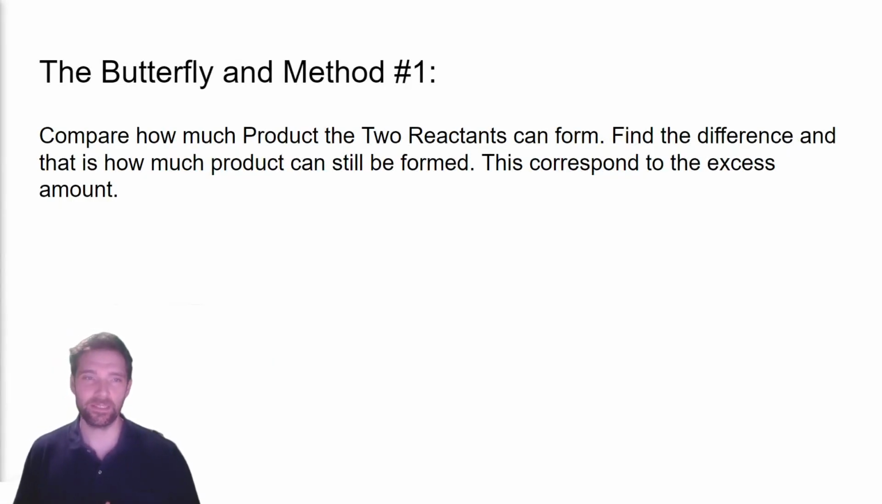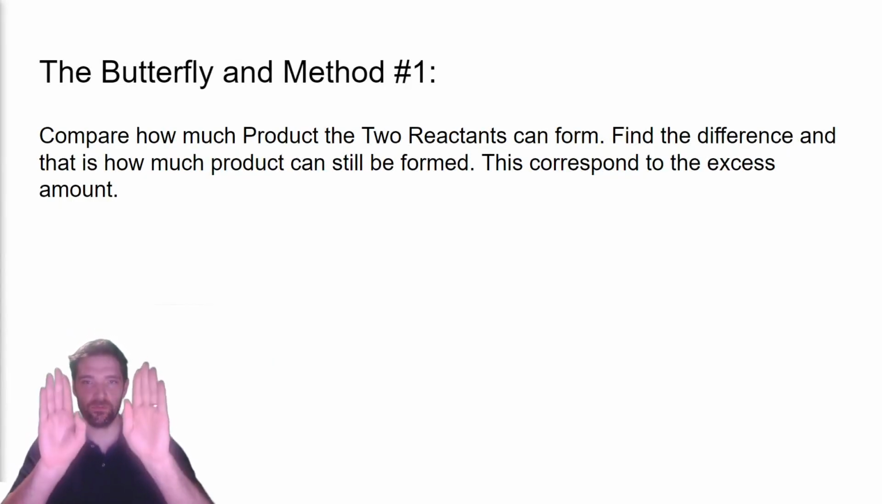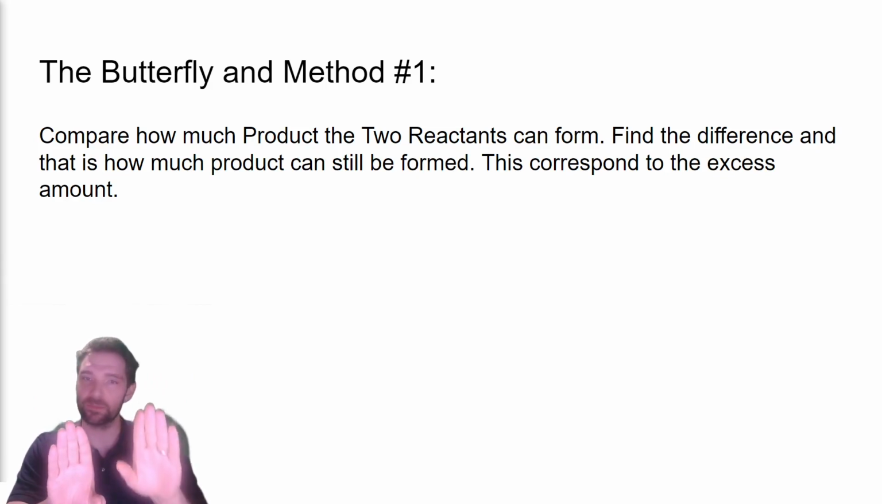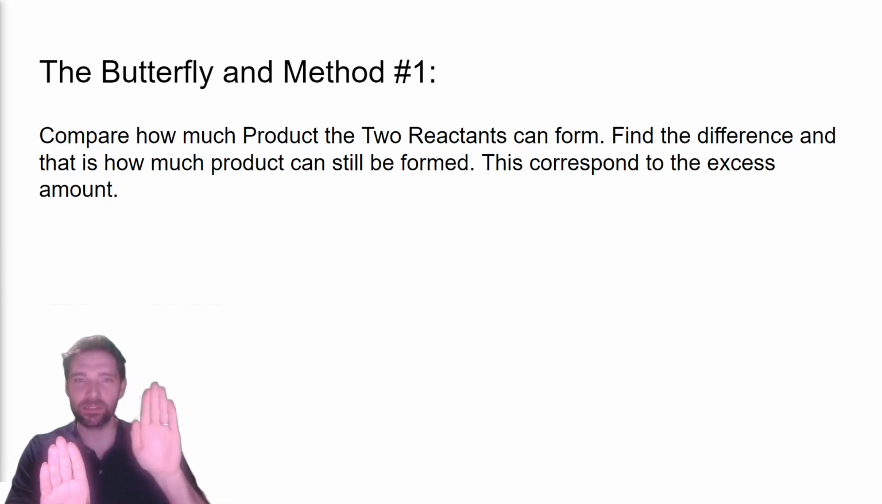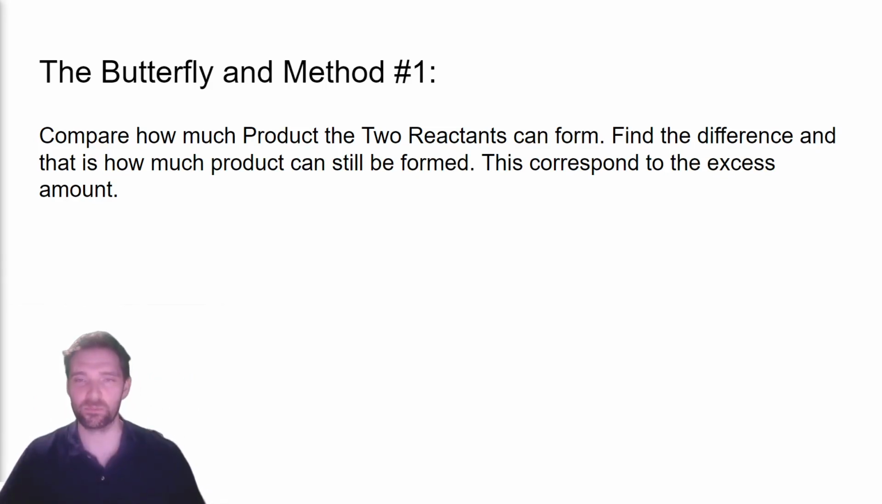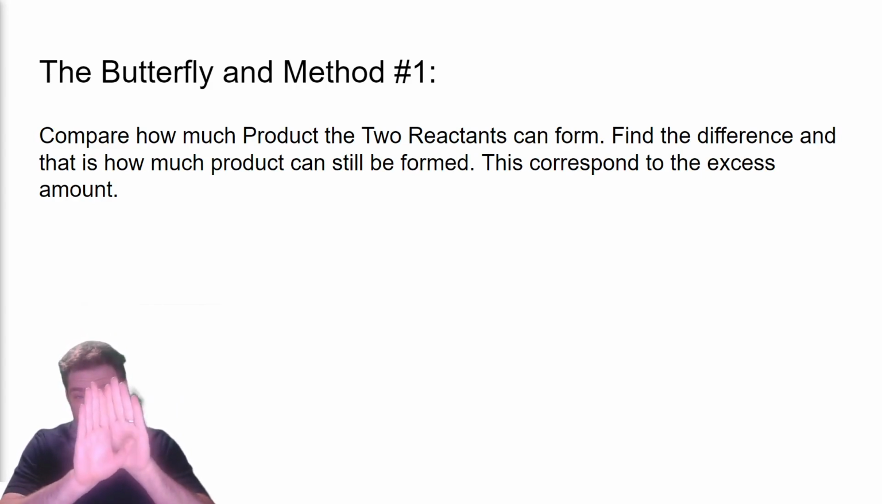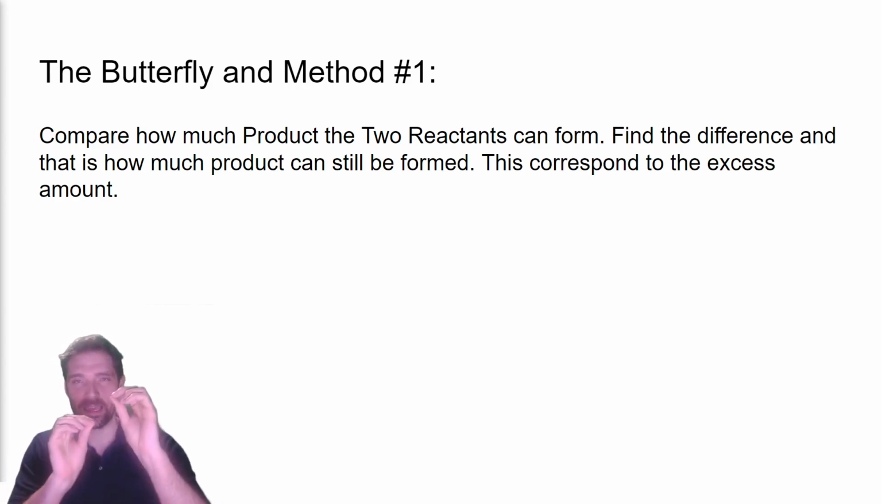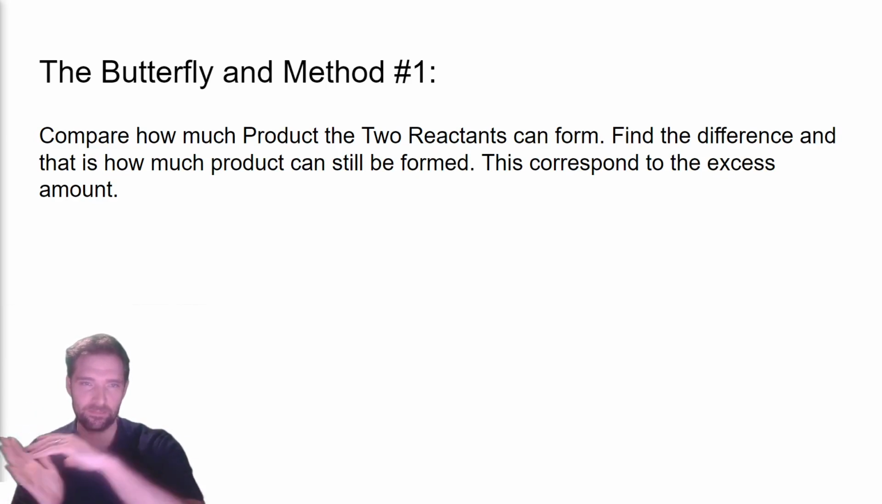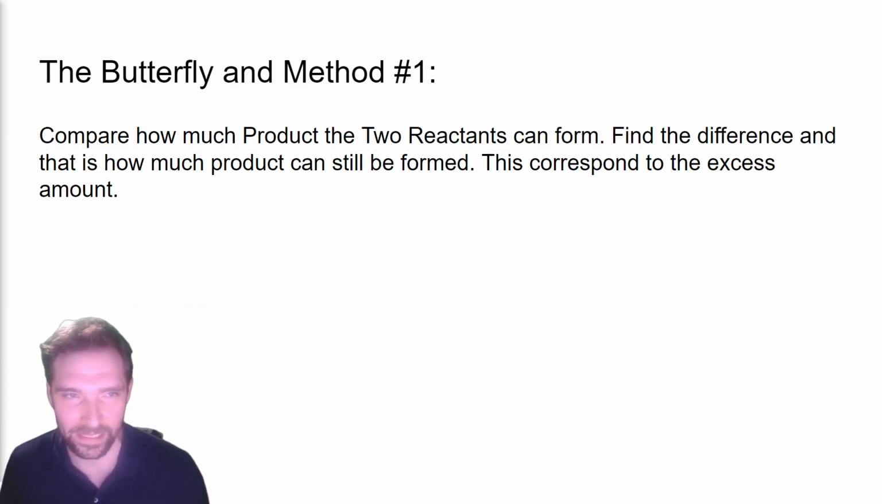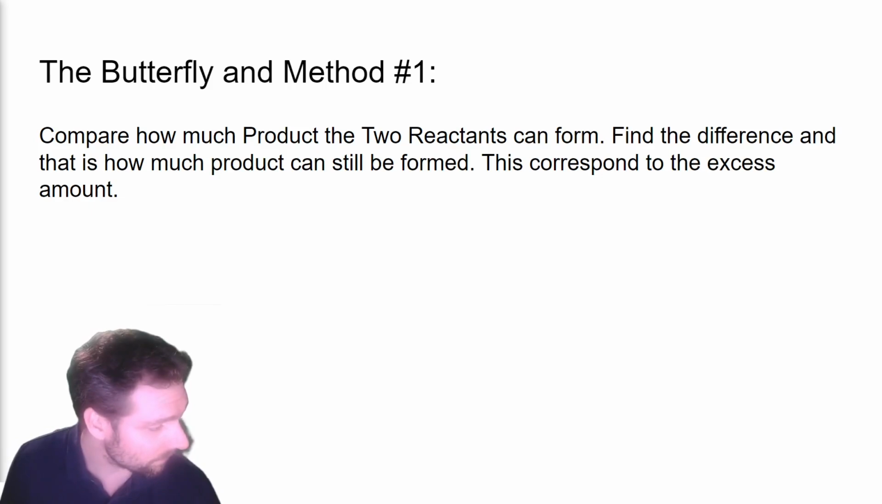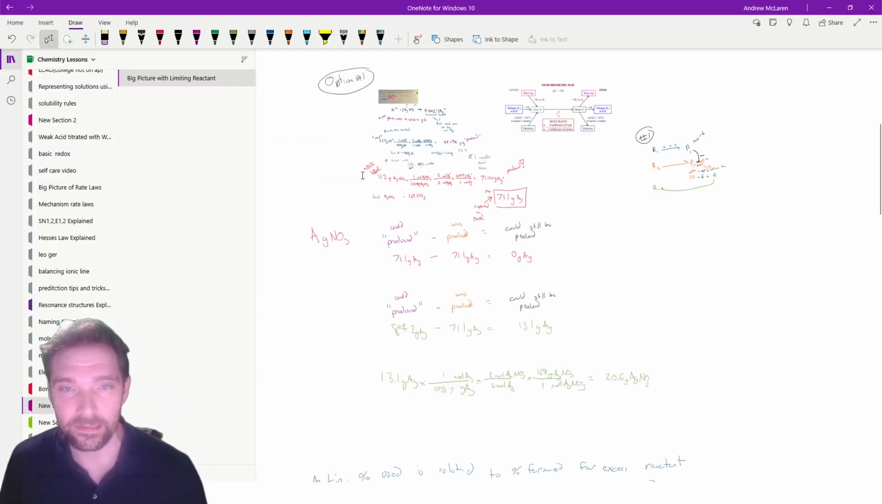So option one is basically you compare how much product could be formed from the two. Whichever forms less is going to be the limiting reactant, but then there's a difference between those products, and that's how much product could still be formed from the excess. So that you can then correspond and relate back to the moles or grams of the excess. So what this ends up looking like is something kind of like this.